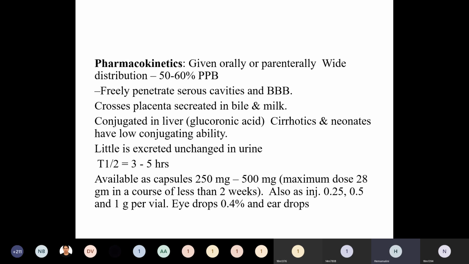It is available in the form of capsules of 250 to 500 mg. Then remember this, the maximum dose of 28 gram is given in the entire course. The maximum duration of treatment should be less than 2 weeks. And it's also available in the form of 4% eye drops and ear drops.